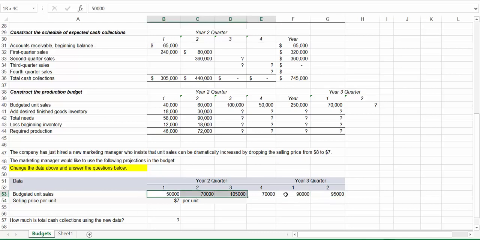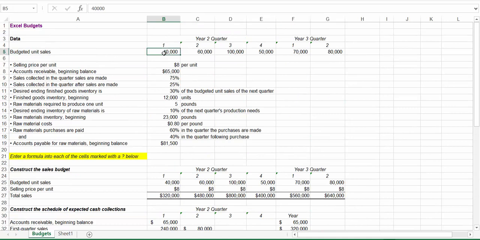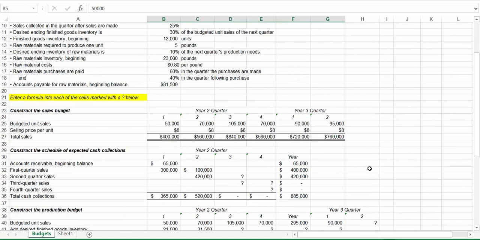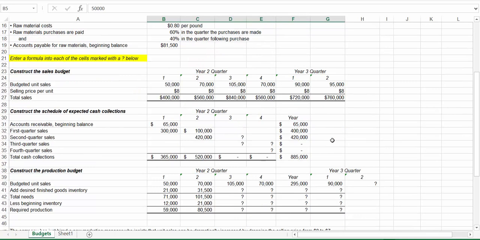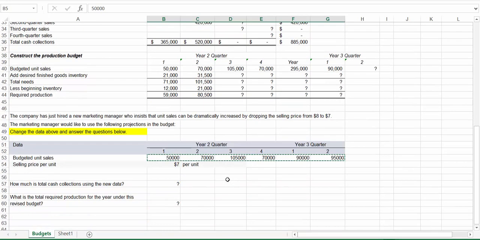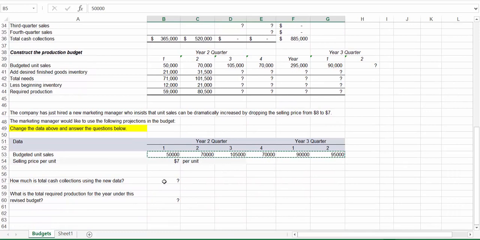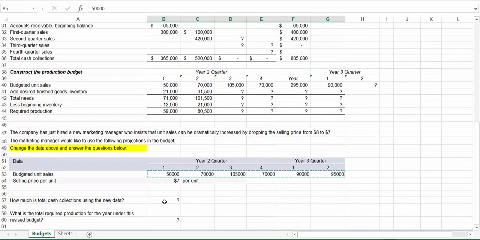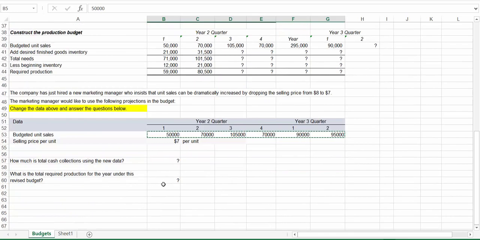Okay, now let's redo this. So now we're going to copy this, paste it up here. And then what happens is all of your numbers, if you've done it right, are all going to change and you're going to have new numbers. And you're going to have new cash collection, total cash collection. So you're going to put that number here and the total required production under the revised budget.